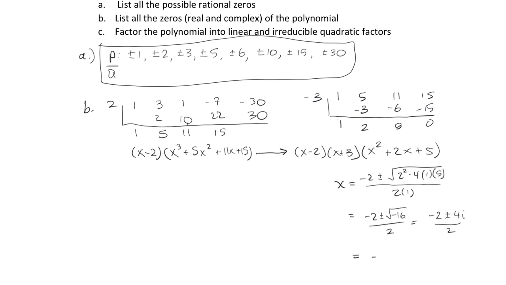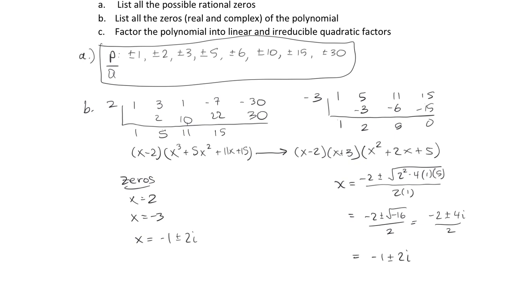That turns out to be negative 1 plus or minus 2i. So the zeros were x equals 2 from this step, and then x equals negative 3 from over there, and then x equals negative 1 plus or minus 2i from that step there.